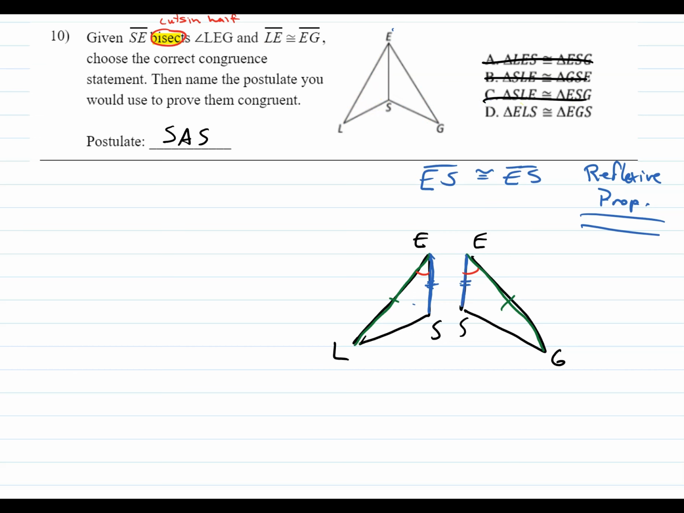Last one is D, ELS, from the top to the left to the bottom is congruent to EGS, from the top to the right to the bottom. And I hope you can see that these are in the same ordering. They follow the same pattern.